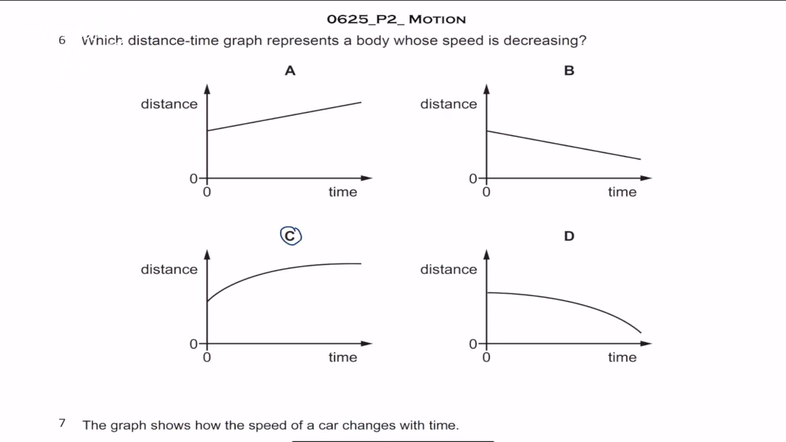A, the slope is constant. B, even the slope is constant. Both, the speed is constant. For D, the slope is increasing if you compare it initially. If you have a tangent here and another tangent here, the slope becomes steeper, or the graph becomes steeper. So I cannot choose D. The right answer is C.